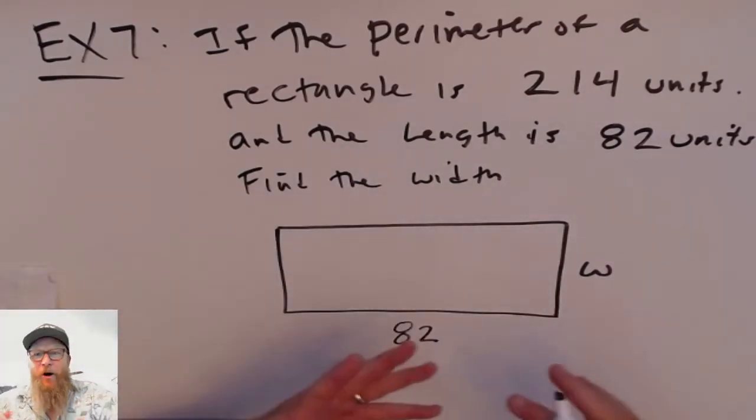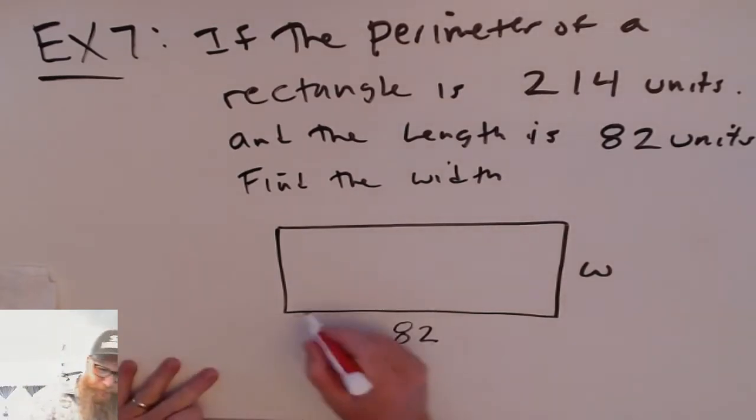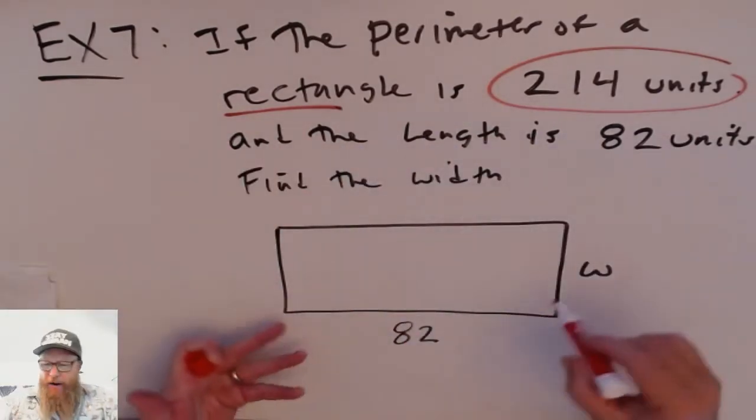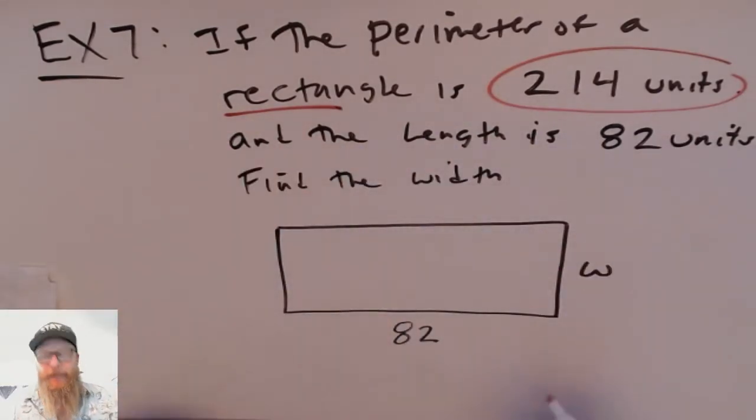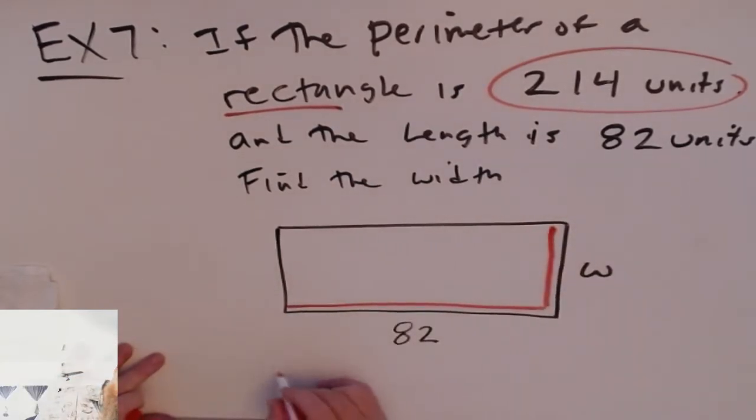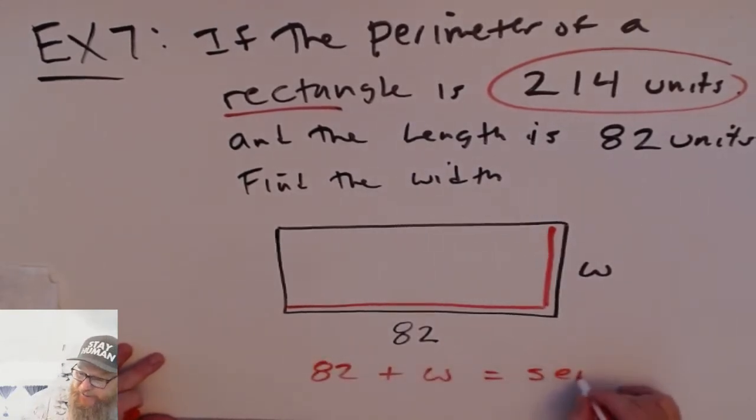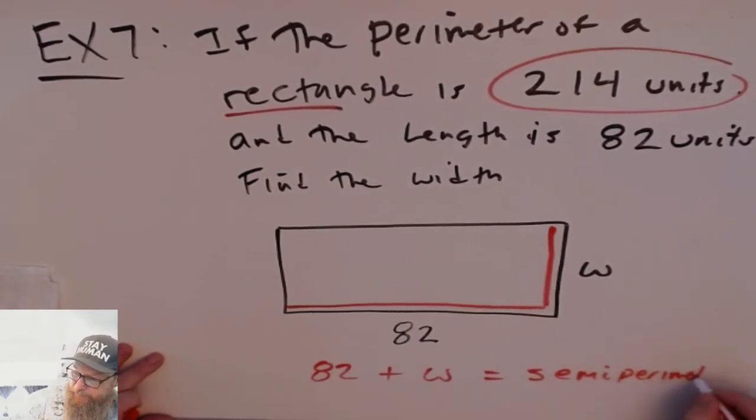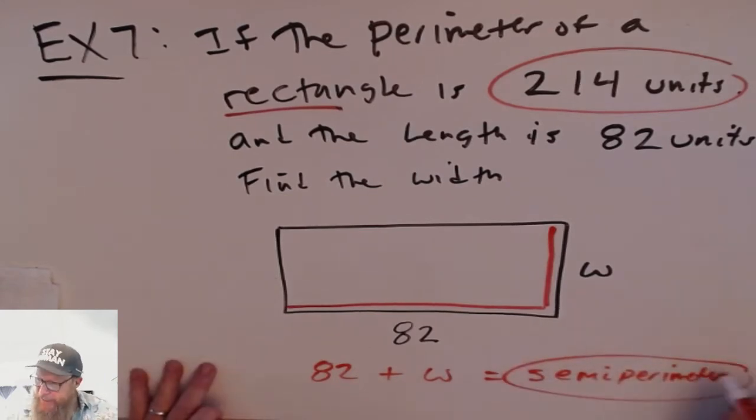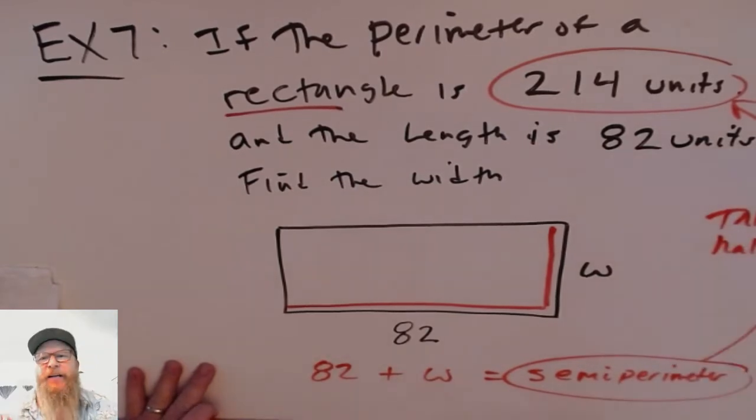All right. And then I'm adding up all the sides. Well, I want to show you something. In a rectangle, the perimeter is all the way around, all four sides. But if you just take two of the sides, 82 plus W, this is called the semi-perimeter. The semi-perimeter is half of the given perimeter.